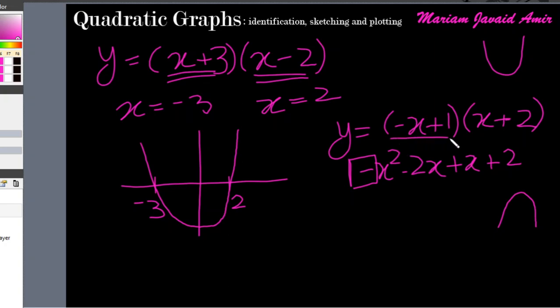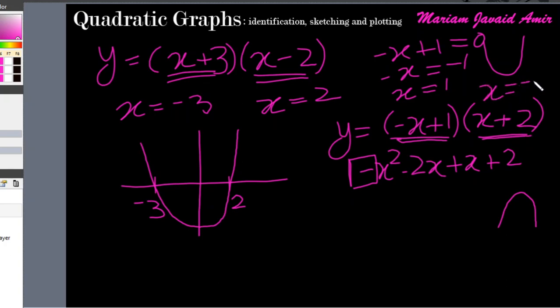And now let's look here. When we equate this to 0, -(x + 1) equals 0. We get -x equals -1, which gives us x equals 1. This is the first root, and the next root, or the solution, is x equals -2. So the graph will be an inverted U graph, and it will cut the x-axis at -2 and 1. So the graph will be something like this. Alright, now let's do the next worksheet question.